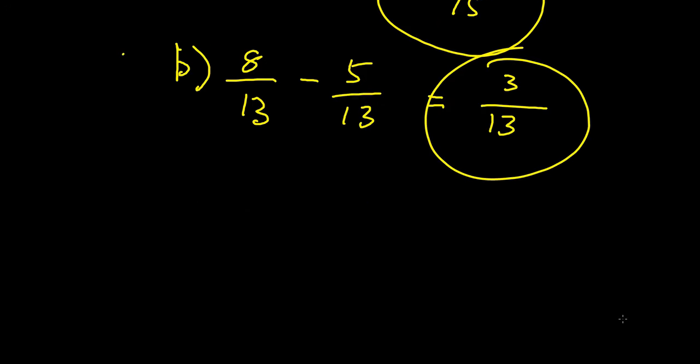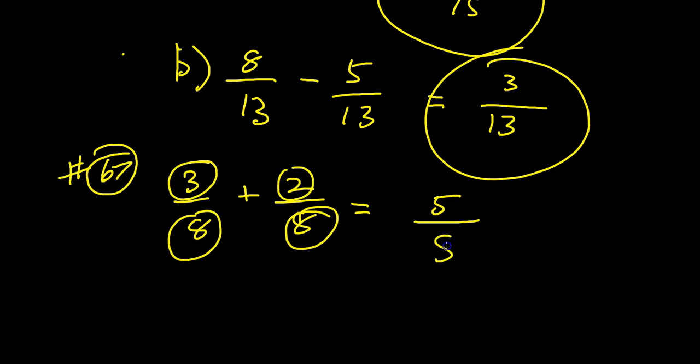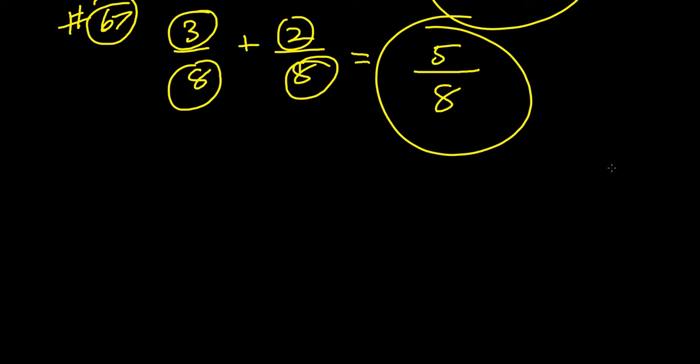Example 6b. Let's look at number 67 in our text. I've got 3 eighths plus 2 eighths. Add the fractions and simplify as needed. Well, the denominators are already common here, so I'll just add or subtract the numerators as needed. 3 plus 2 is 5, and just keep the same denominator. Retain that common denominator in your final answer. 5/8, final answer.